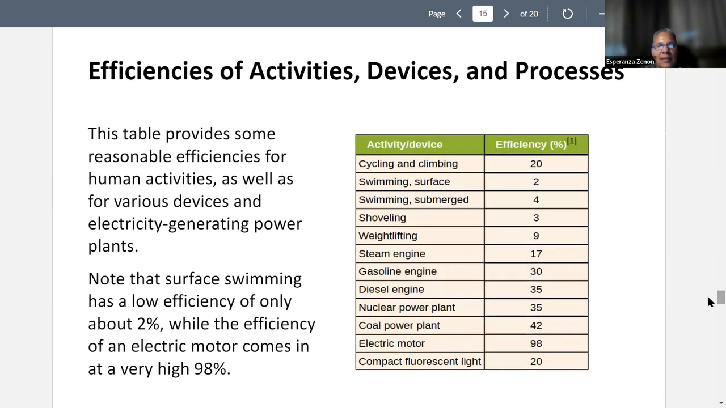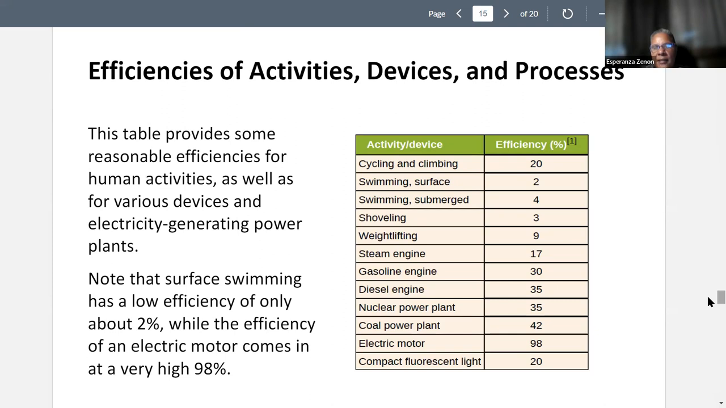And so they give you just a quick table here, looking at some efficiencies of some devices and processes. Swimming is one of the most inefficient processes, right? Because you think about it, if you're in water and you're moving around, all the energy and heat that you're generating gets zapped by the water right away almost, right?